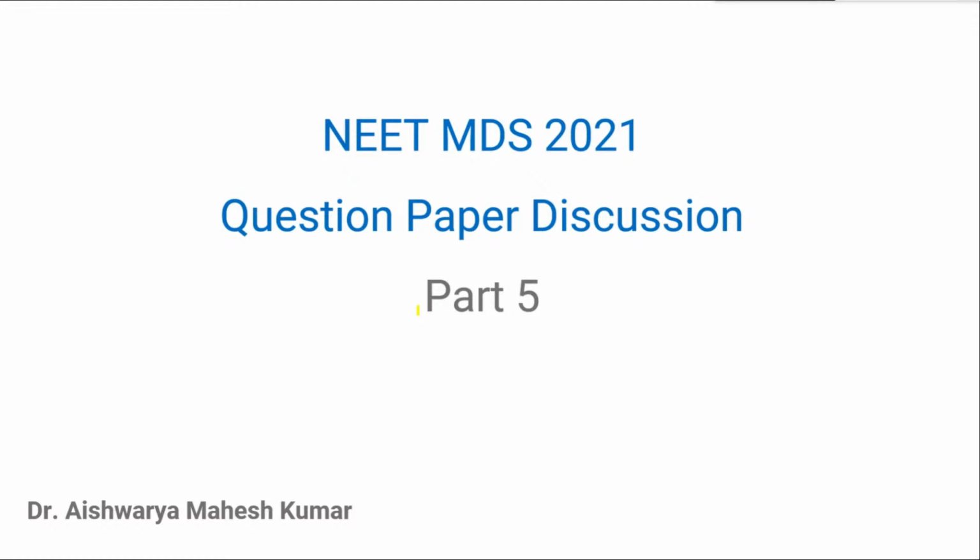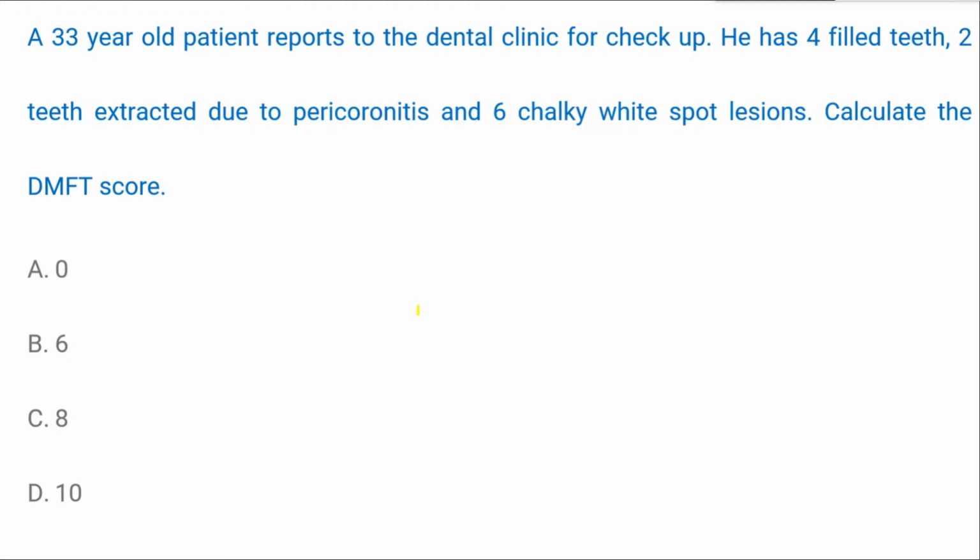Okay, we'll move on to the first question in this set. Just see the question. A 33-year-old patient reports to the dental clinic for checkup. He has 4 filled teeth, 2 extracted teeth due to pericarditis, and chalky white spot lesions. Calculate the DMFT score. The options were 0, 6, 8, and 10.